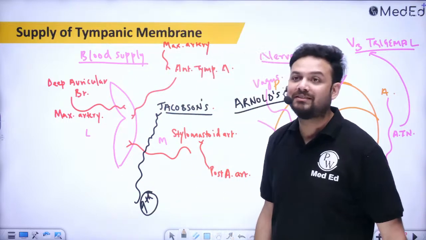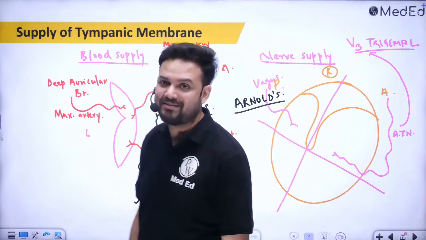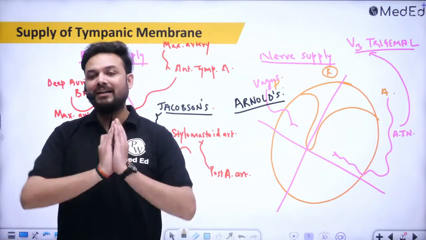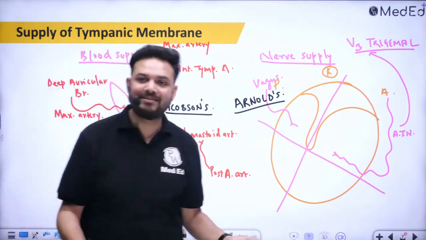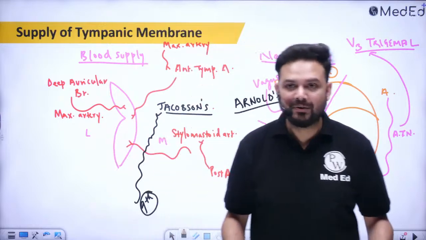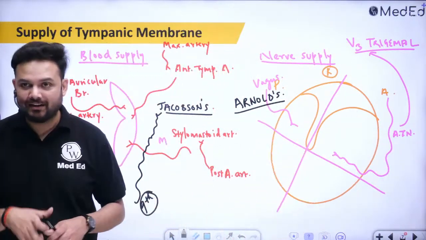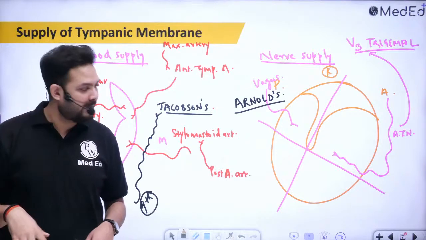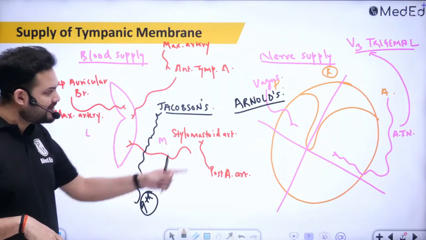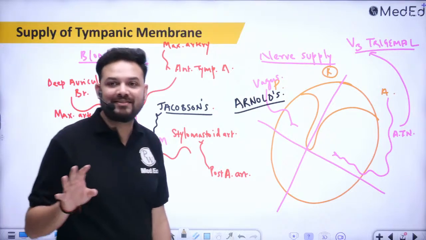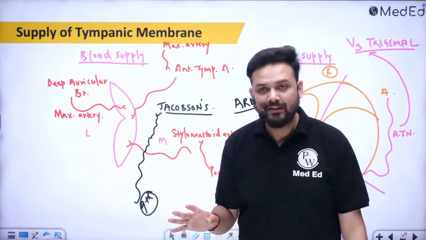All of these points are your questions. They have asked 10,000 times what is Jacobson's nerve, and 10,000 times what is Arnold's nerve. Absolutely right. So you guys are answering right. That is Arnold, Soumyadeep. And so this is your whole story behind the tympanic membrane. Okay? Fine.